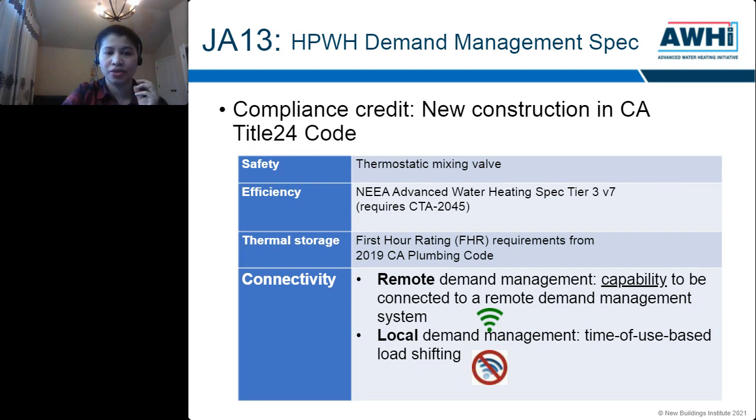It's a compliance credit for unitary residential water heaters, heat pump water heaters. All the water heaters are required to be grid connected, either through remote demand management or through local demand management, which is activated through time-based load shifting.